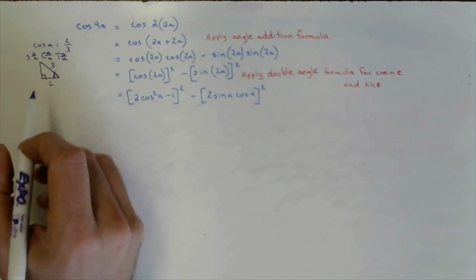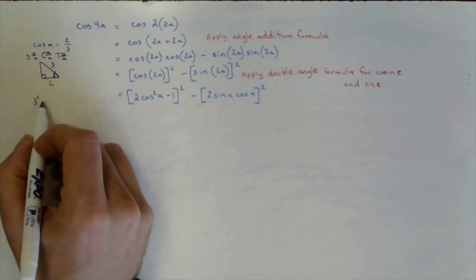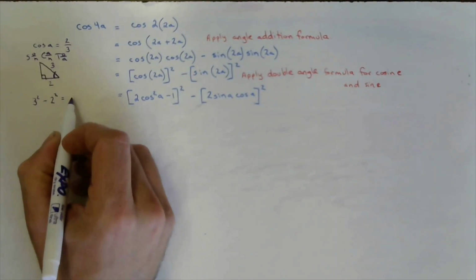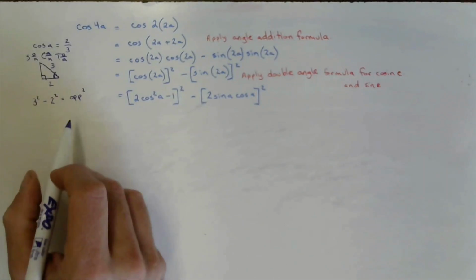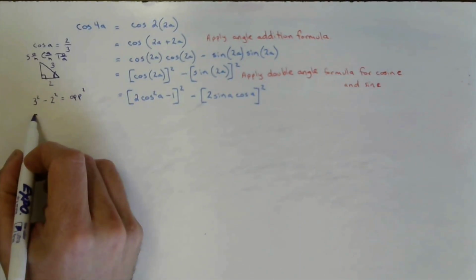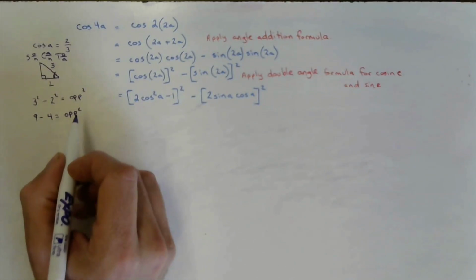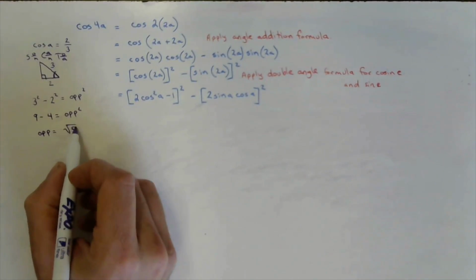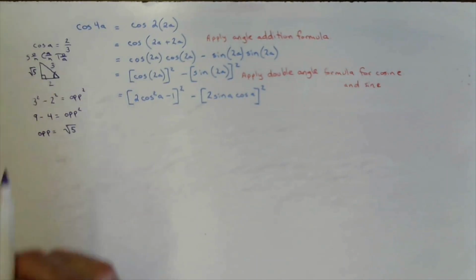So all we're doing here is 3 squared minus 2 squared equals opposite squared. Okay, it's just an application of Pythagorean theorem. So we've got 9 minus 4 equals opposite squared. So opposite then equals radical 5. Right here, radical 5.